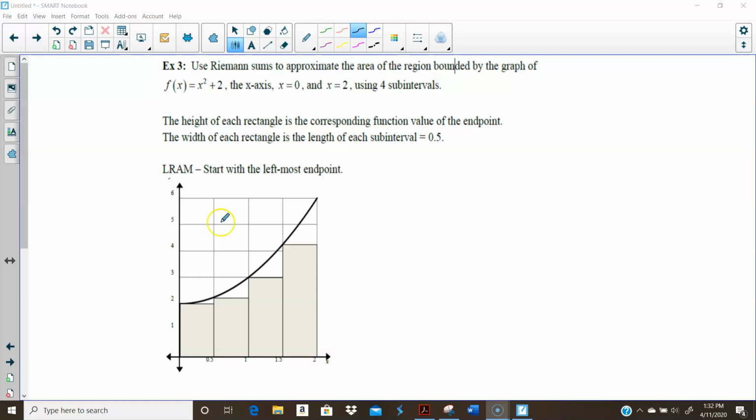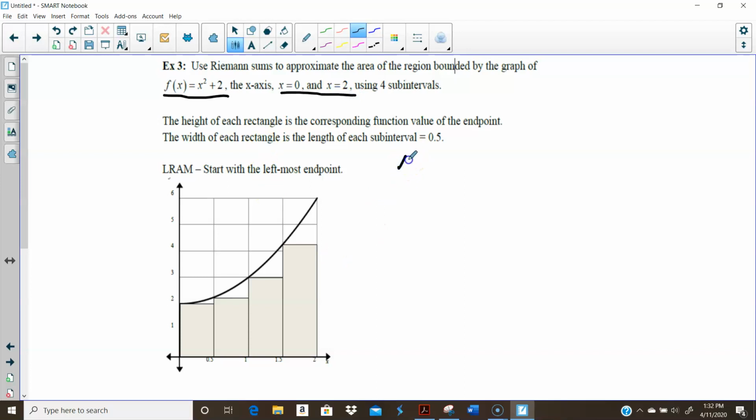So if you didn't have the graph, the first thing you would do is you would graph this function. So you can see this function is graphed right here. Then we are going to do subintervals making rectangles. So they'll always tell you the interval. So we're going to go from 0 to 2.